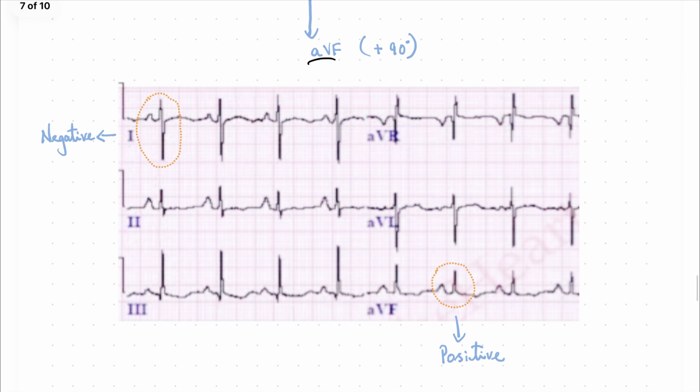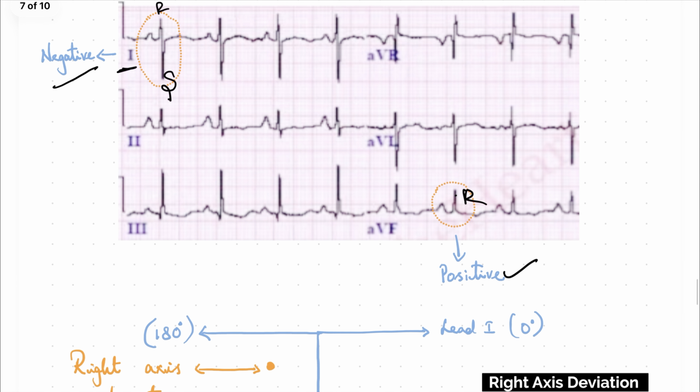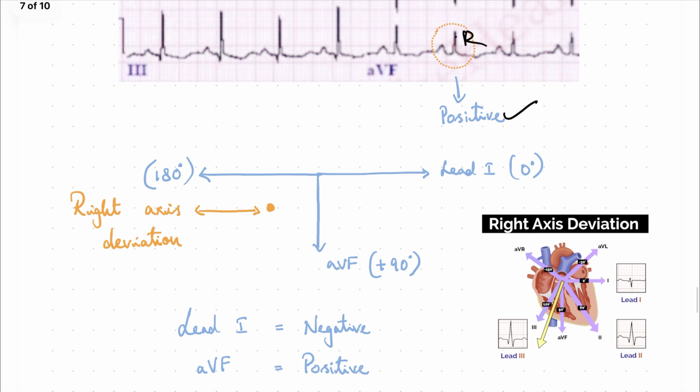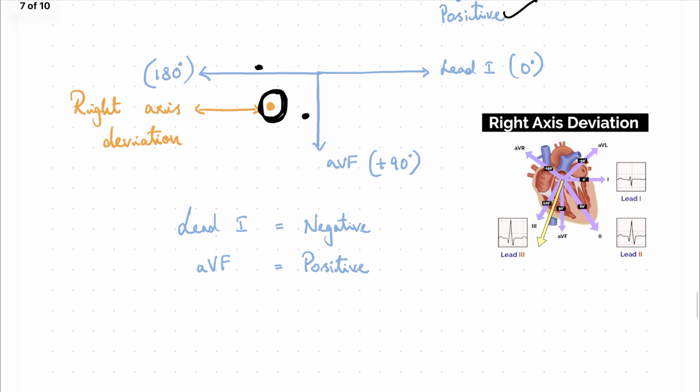Moving on. Again, in lead 1, you have a long S, so negative. And here you have a long R, which is positive. So lead 1 is negative, which means it has to come this side. Lead AVF is positive. It can be on this side. So it is here. So this is a classic right axis deviation, wherein lead 1 is negative and AVF is positive.